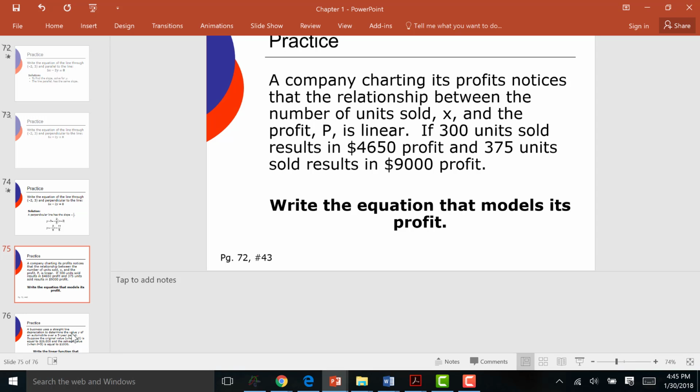All righty, let's do the math here. So we got 58 times X and 58 times 300. So do the math for me. What's 58 times 300? 17,400. All right, so I've got Y minus 4650 on the left side is equal to 58X minus 17,400. How do I get Y by itself? Add 4650 to both sides.